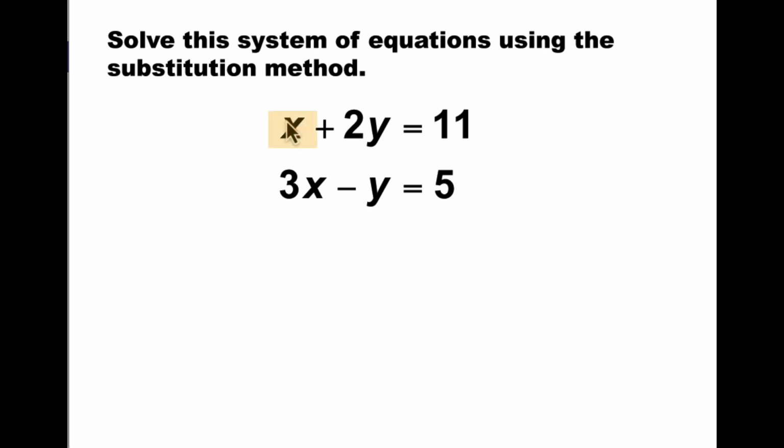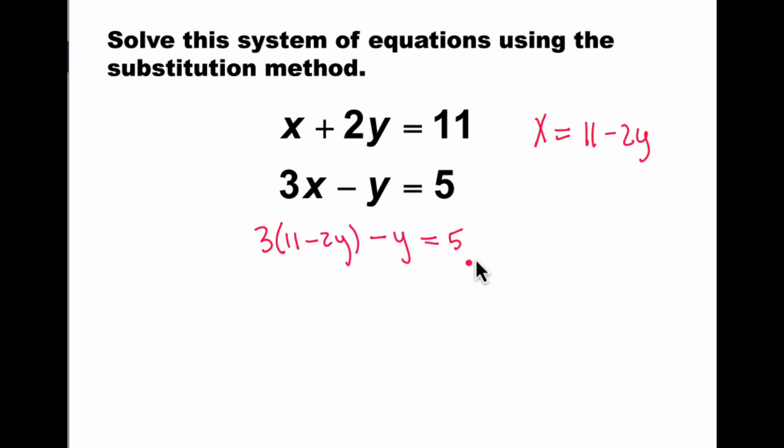In this equation, x has a coefficient of 1 and y has a coefficient of -1. So let's solve for x. So we get x equals 11 minus 2y. Substitute this expression for x into this equation. So we get 3 times (11 minus 2y) minus y equals 5.